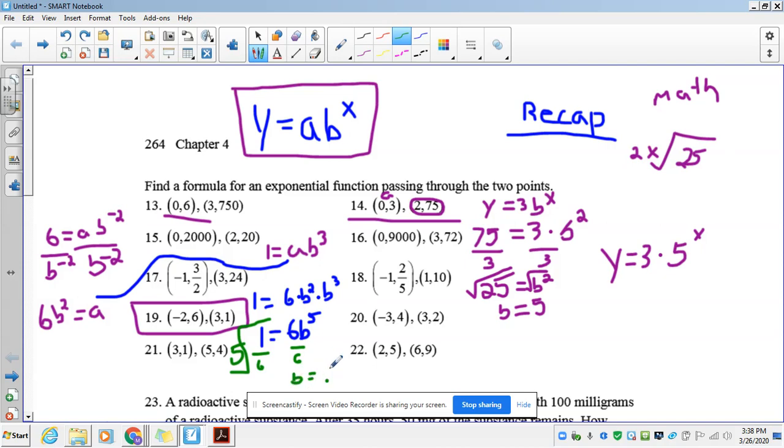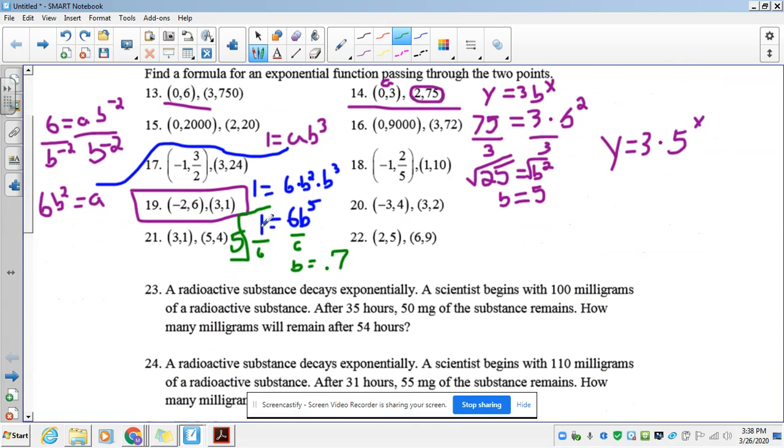So this would be an example of a decay problem. Does that make sense? Well, let's look. At -2, 6 would be a positive y, and then by the time you get to 3, you're all the way down at 1. So we are decreasing. So this is a decay model. This being less than 1 shows us that we do have a decay equation.